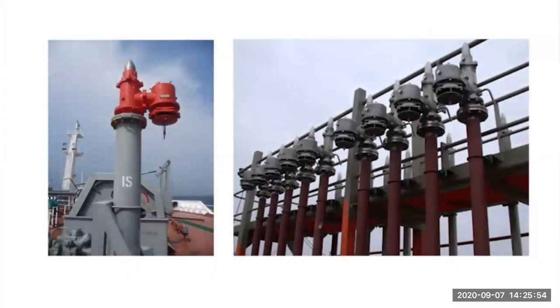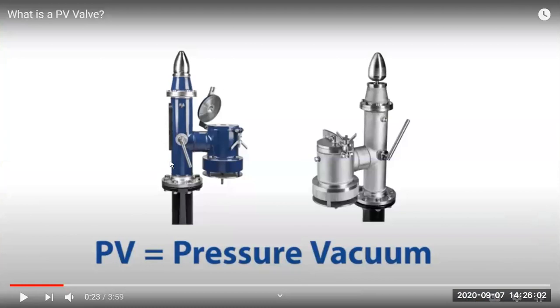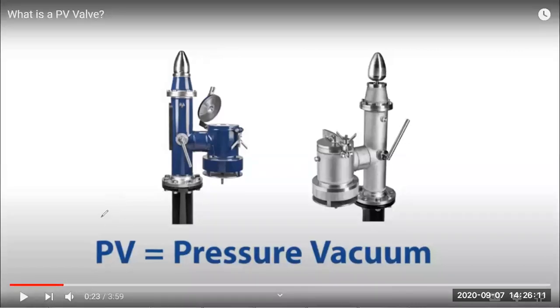So let's start with PV valve. PV valve is a pressure vacuum device. It is fitted directly on a tank, for example an oil tanker, tank to tank, and you have a direct pipe which is filled with cargo, and the vapors generated, if the pressure is excess, will go out from this side.